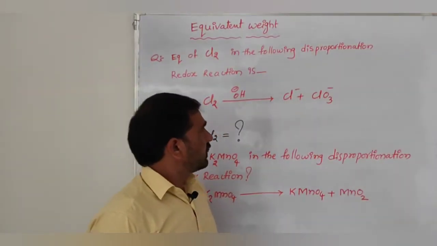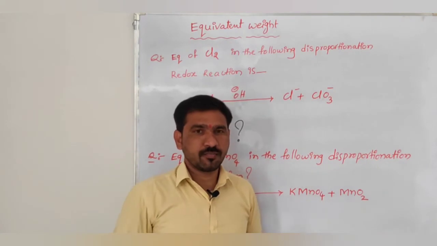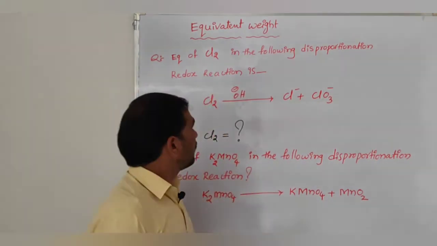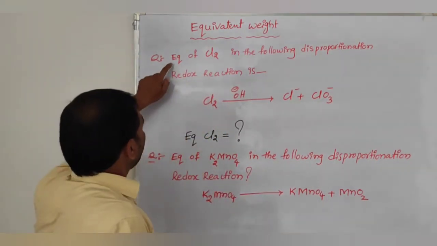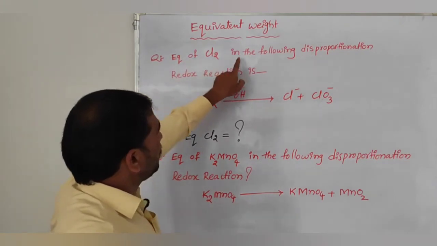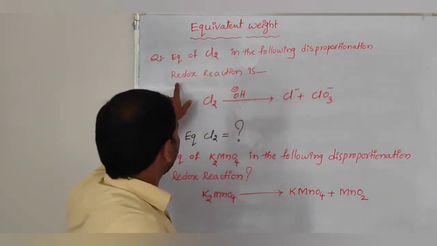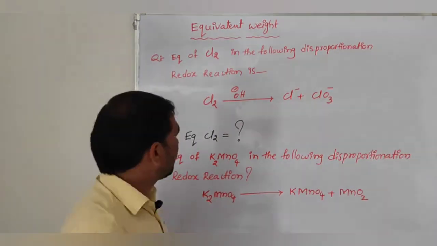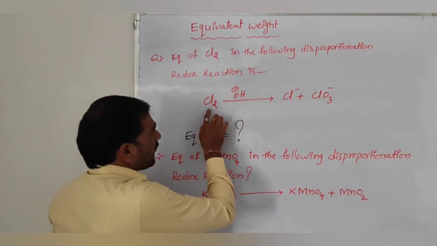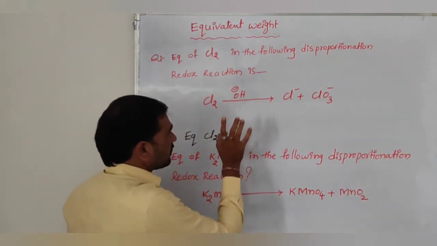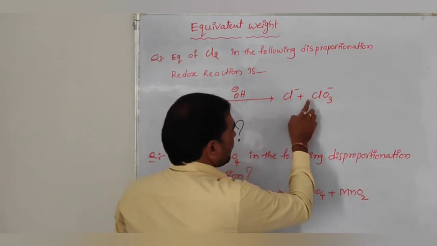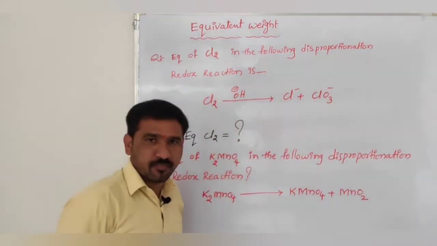Then coming to try yourself questions. You can try yourself, beta. Question: given the equivalent weight of Cl2 in the following disproportionation redox reaction. Cl2 undergoes disproportionation in the presence of basic medium, giving Cl minus and ClO3 minus.